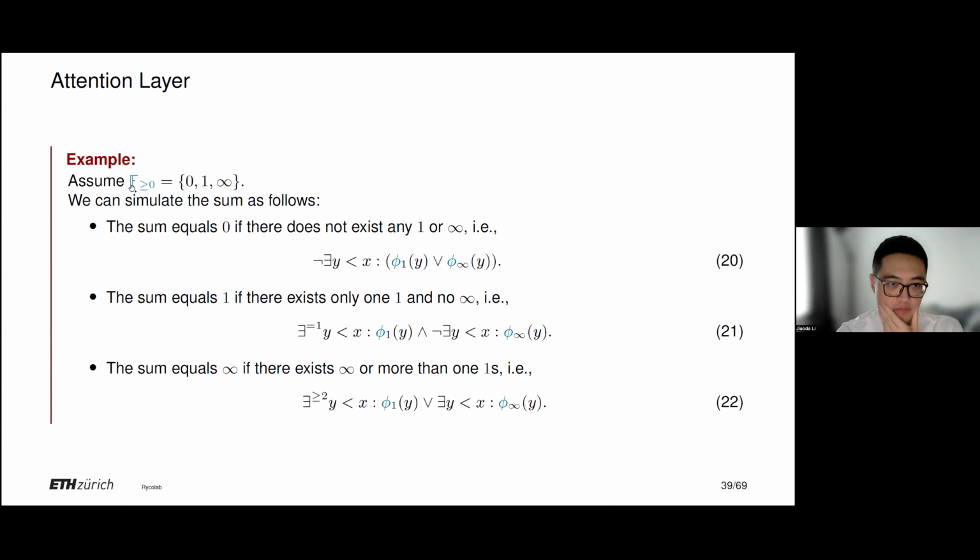So let's go back to the first summation. Because it's a sum of non-negative values, we can simulate it with threshold counting because there are only three possible outcomes. It's 0 if there's no 1 or infinity before it, and it's 1 if there exists only 1 before it and there's no infinity. And it's infinity if there exist more than two ones, or there exists an infinity. So we can just enumerate all the possible outcomes and use threshold counting to simulate it.